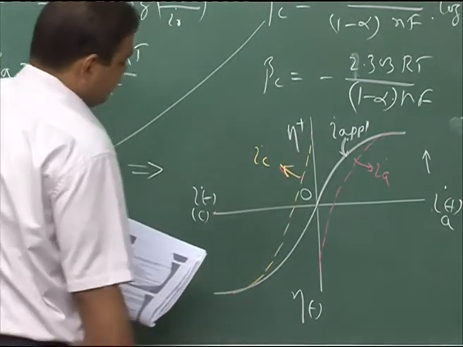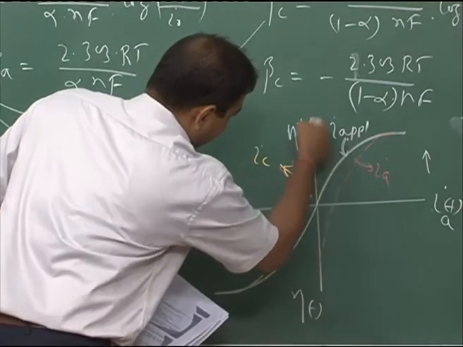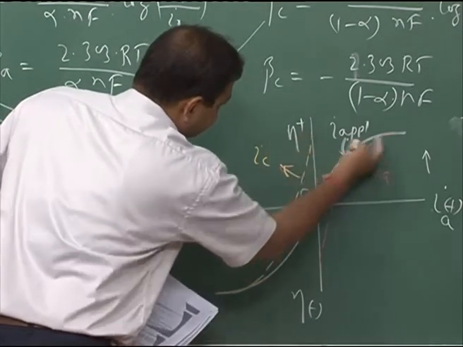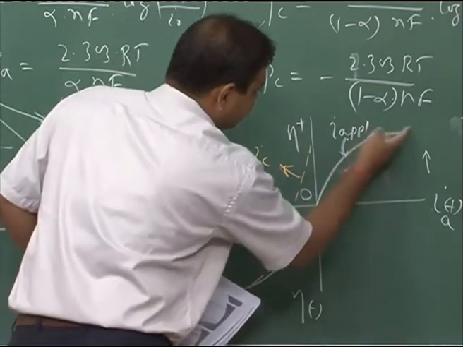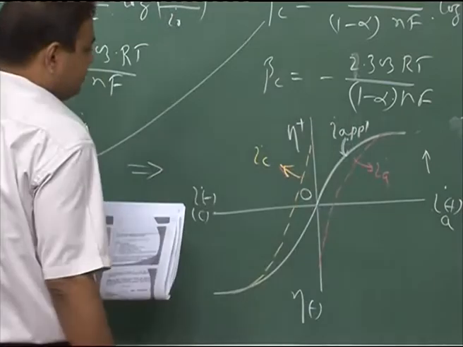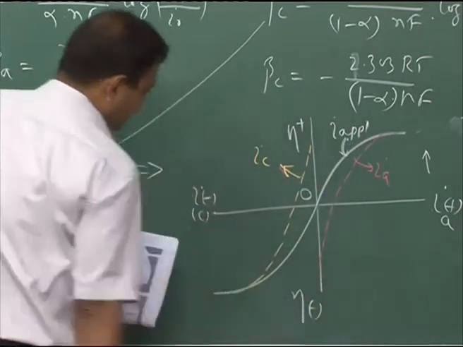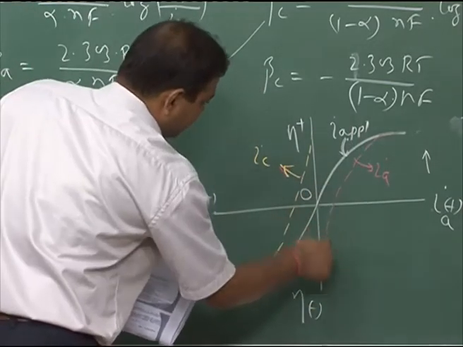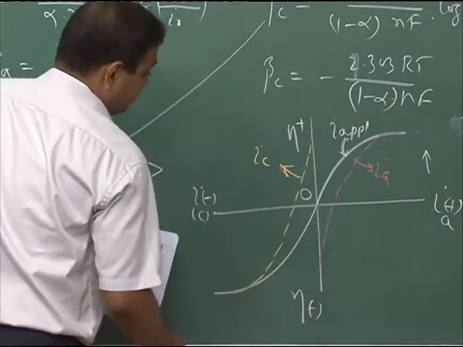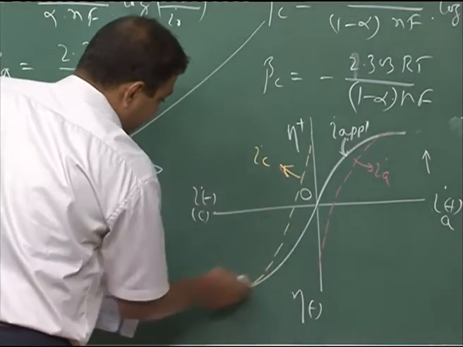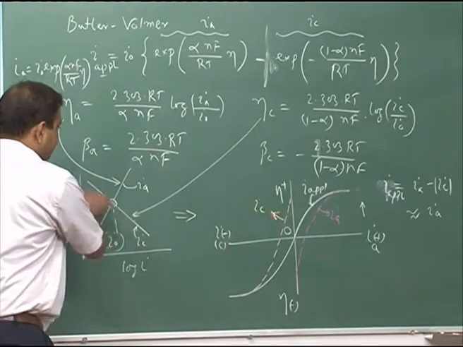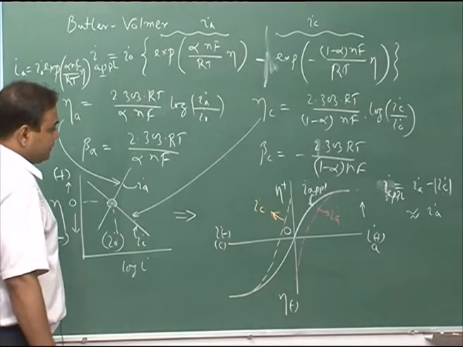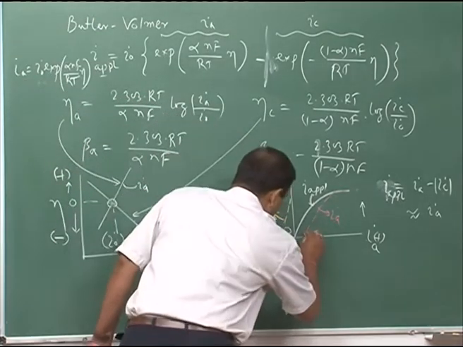Now, in this case we find that at higher over voltage the I c contribution is negligible, and it will be only the I a part. On the higher cathodic over voltage side, the anodic current contribution to the polarization would be negligible, and only the I c part will go for the polarization. So, our concept of polarization is fulfilled there.